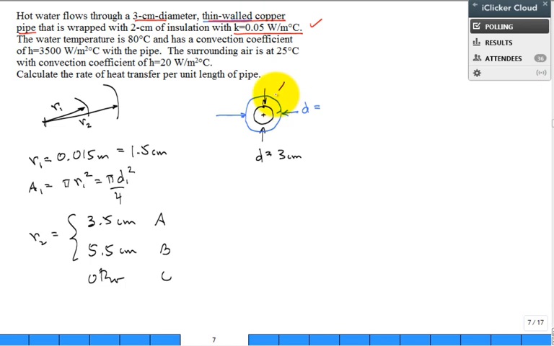Now, this distance right here, what would you call that distance? Would you call that the thickness of the insulation? Yeah. In the problem statement, what is the thickness of the insulation? 2 centimeters. Somebody tell me what is this diameter. Let me label this D1 and D2. Let's change it from multiple choice to numeric. You type in D2 in units of centimeters. What is D2?